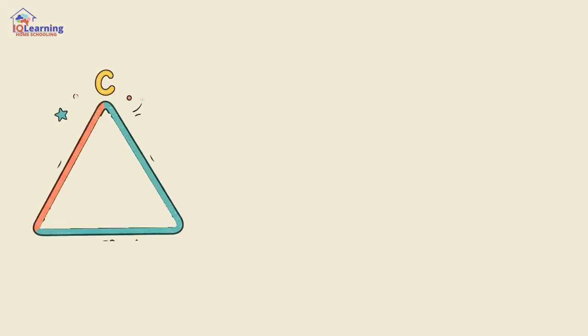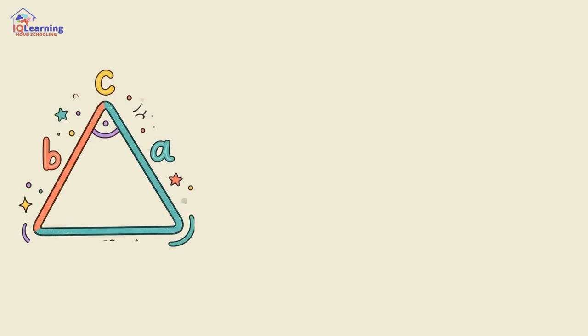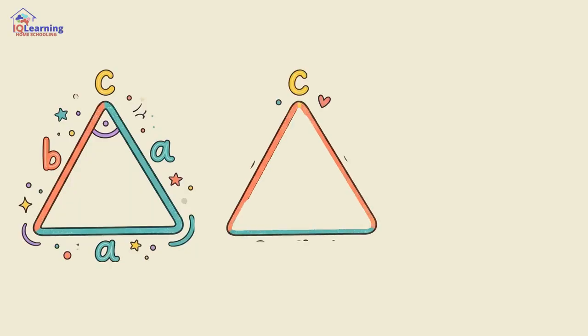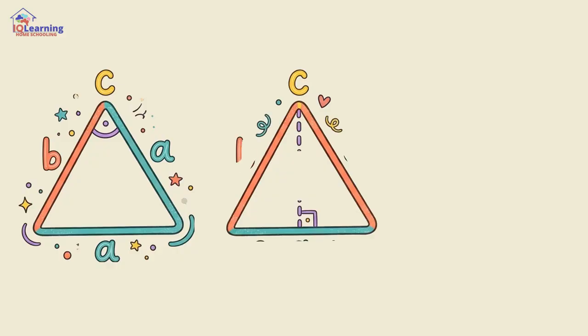Start by drawing the triangle and labeling sides a and b meeting at angle C. Now, drop a dashed altitude from the top vertex down to side a. That creates a right triangle inside the original triangle. Now, focus on that right triangle.